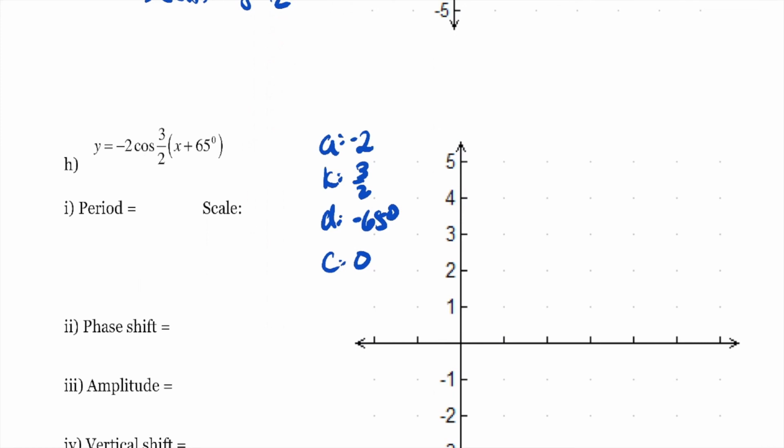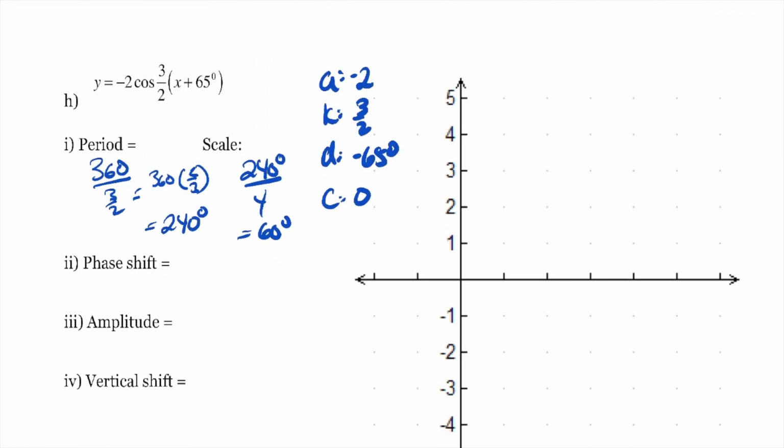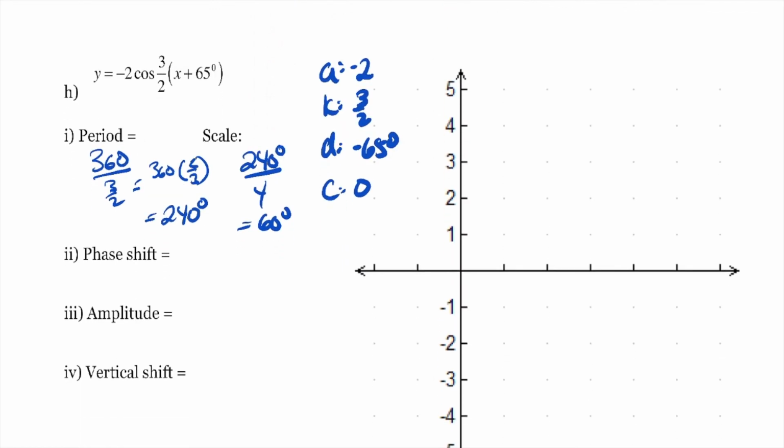So let's look at this. My period is going to be 360 divided by 3 over 2, which is the same thing as 360 times 2/3, which is 240 degrees. My scale, therefore, is going to be 240 degrees divided by 4, which is 60 degrees. So every tick is going to be 60 degrees. My phase shift is going to be 65 degrees to the left.